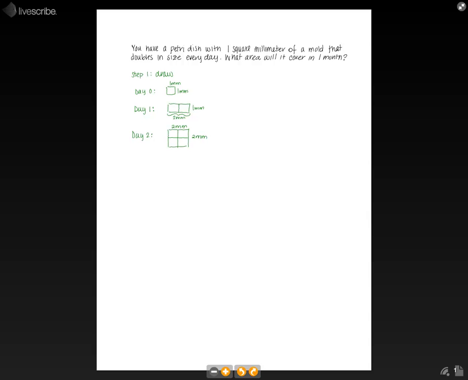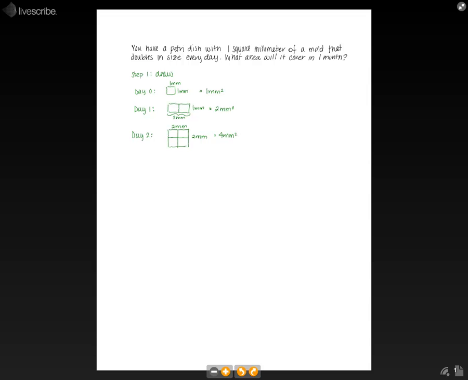Alright, so let's go back and look at the areas here. So on day 0, our area is 1 millimeter squared. On day 1, our area is 2 millimeters squared. On day 2, our area is 4 millimeters squared.